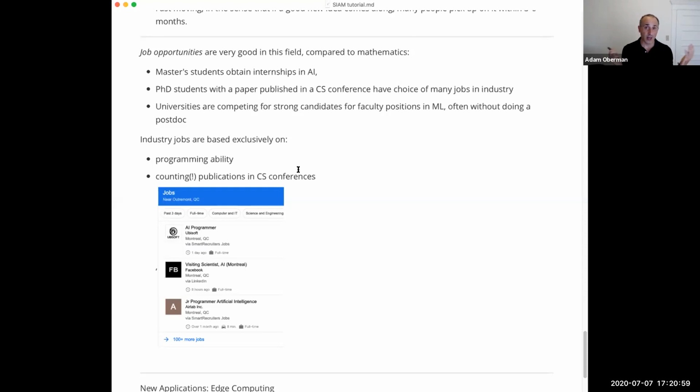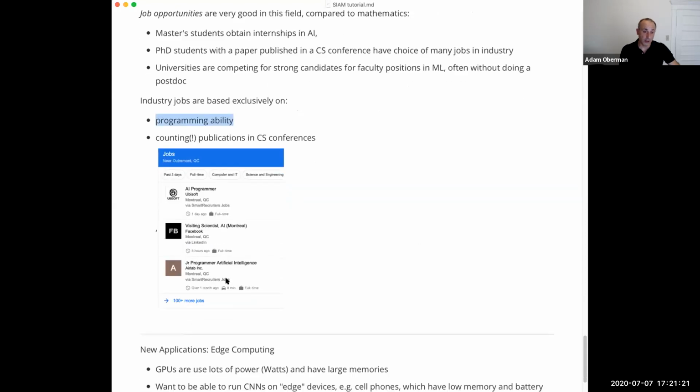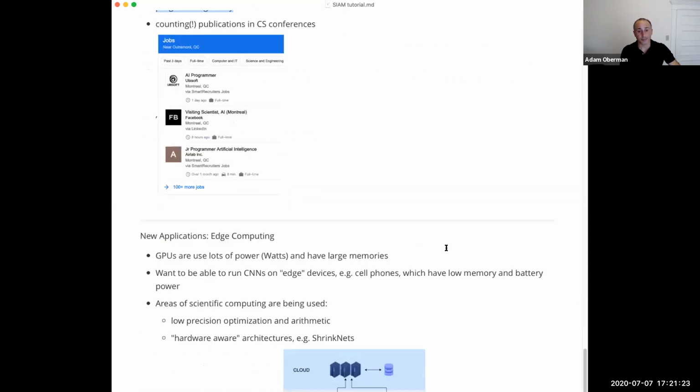And the one taboo thing in our field is you can't say, I don't understand, or that's too hard, right? That's just not allowed in math, but people can say that in CS. All they care about pretty much exclusively is, can you code, and do you have a publication or a few in a CS conference? It's a very algorithmic way of choosing jobs. But that being said, there's a lot of jobs.